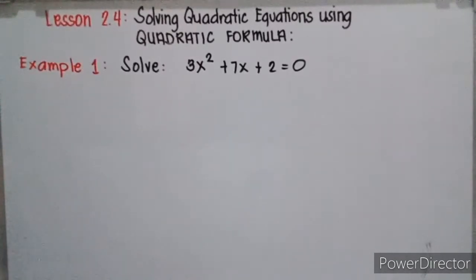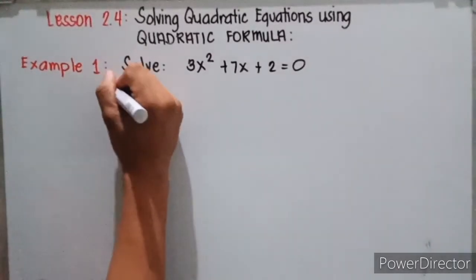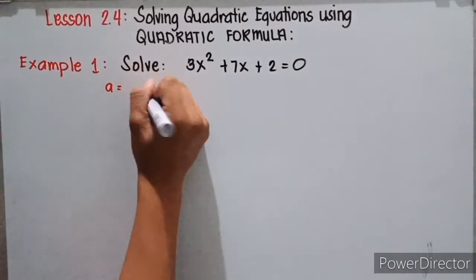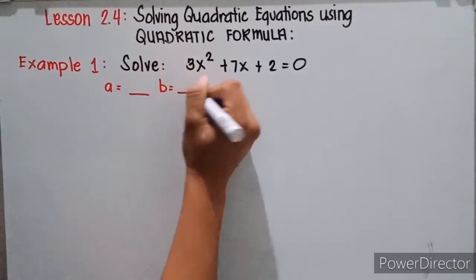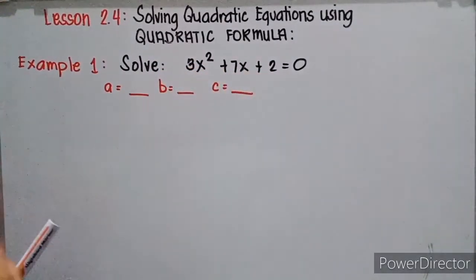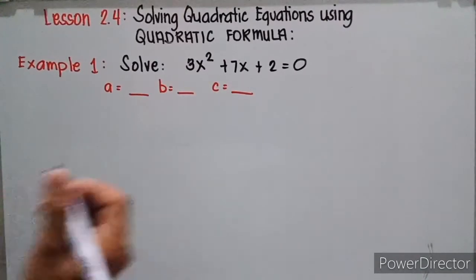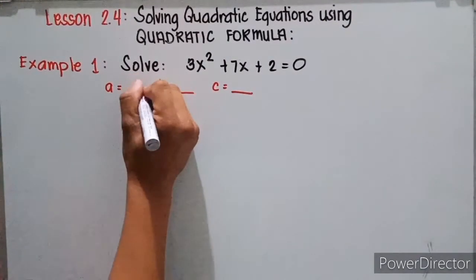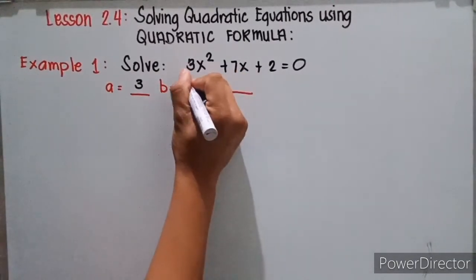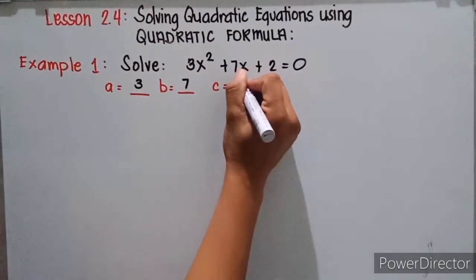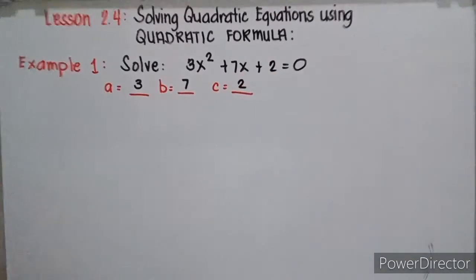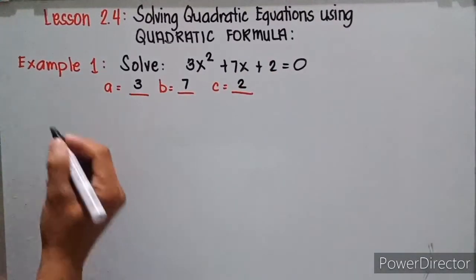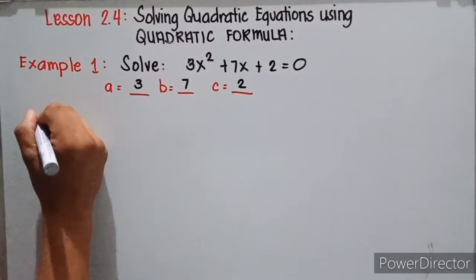Example number 1. Solve the quadratic equation 3x squared plus 7x plus 2 is equal to 0. So first, let us identify the values of our a, our b, and our c. Okay, so our a is positive 3, b is 7, c is positive 2. Then after knowing the coefficients, let us substitute to our quadratic formula.